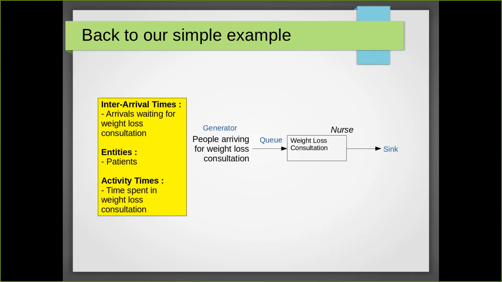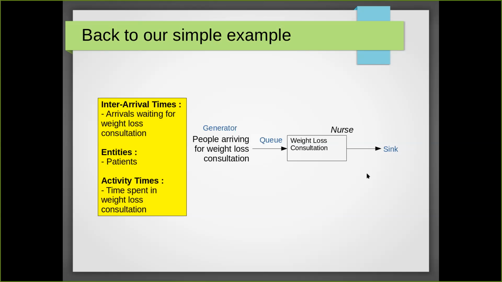So let's remind ourselves of the example SimPy model that I showed you at the very end of the last session, which uses these generator functions. So this is just a really simple model. We've got people arriving for a weight loss consultation. They're then queuing for that consultation, which needs a nurse, and then they leave. So really simple model. And that requires just a really simple discrete event simulation.